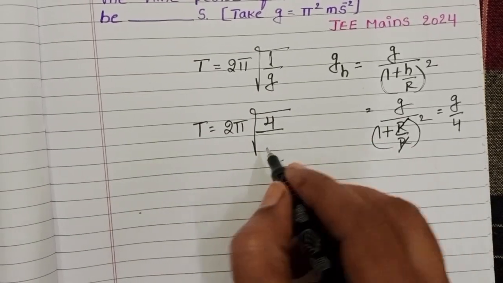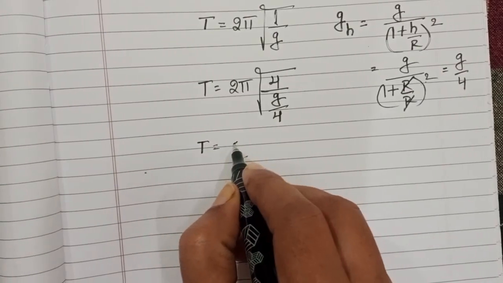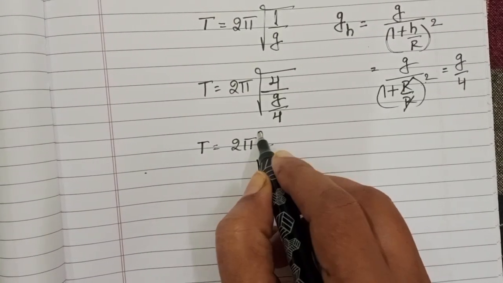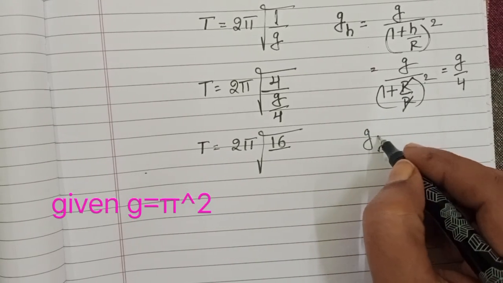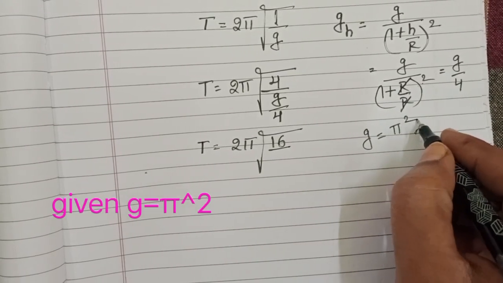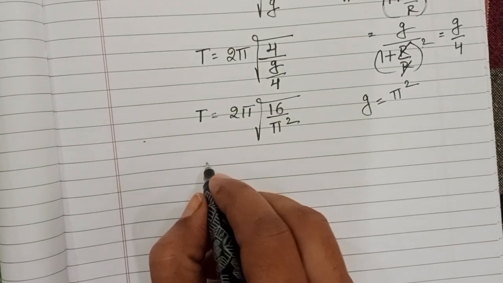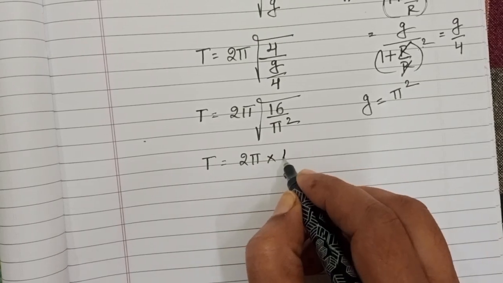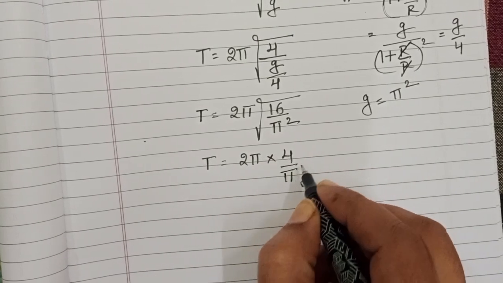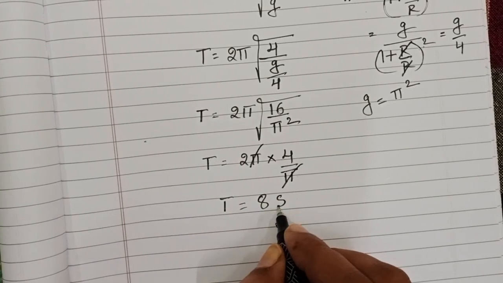4 by g by 4. T is equal to 2 pi square root of 16 by g. We know g value is approximately equal to pi square. So substitute pi square here. Then time period is equal to 2 pi into 4 by pi. Pi gets cancelled. Time period is equal to 8 seconds.